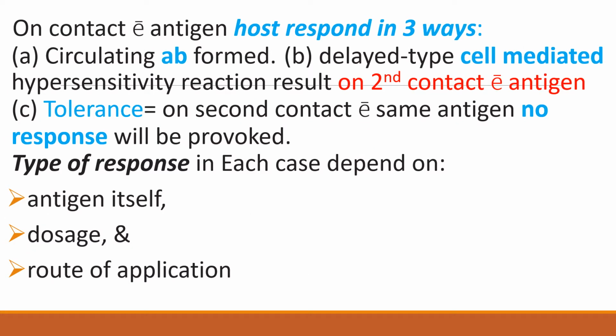On contact with an antigen, hosts respond in three ways: first, circulating antibody is formed. Second, a delayed type cell mediated hypersensitivity reaction results on second contact with the antigen. Third, tolerance. On second contact with the same antigen, no response will be provoked. The type of response in each case depends on the antigen itself, dose, and route of application.